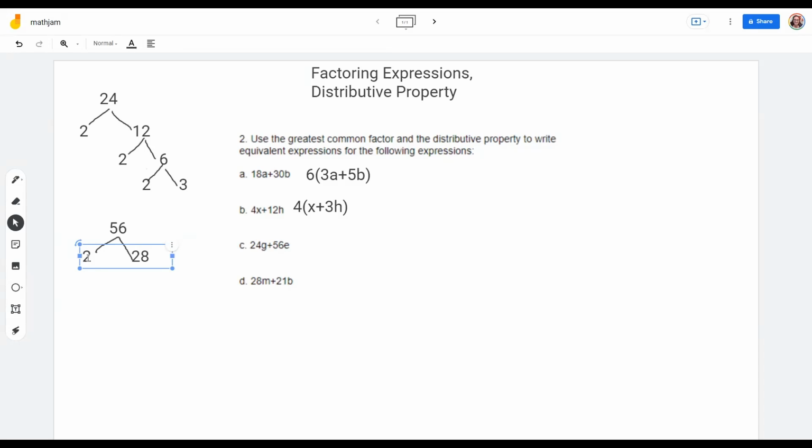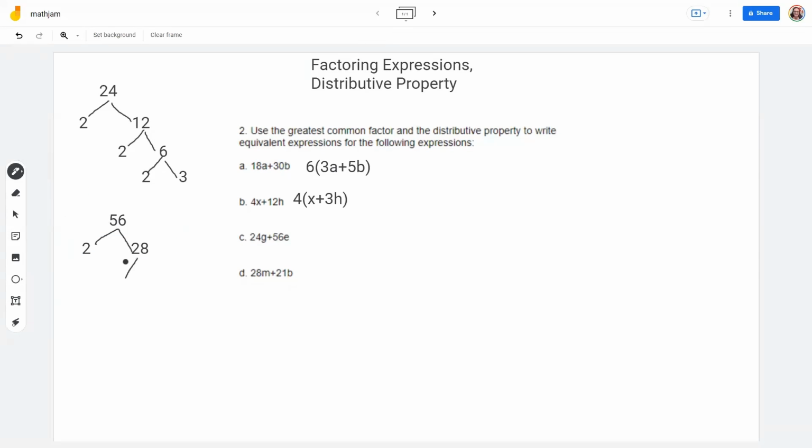So 56, we're going to break that down into 2 times 28, because 28 times 2 is 56. And now let's break that 28 down. 28 broken into 2 times 14. And then we'll break that 14 down into 2 and 7. All right, so now that we've got our prime numbers there, let's start taking a look and see if we have any in common.